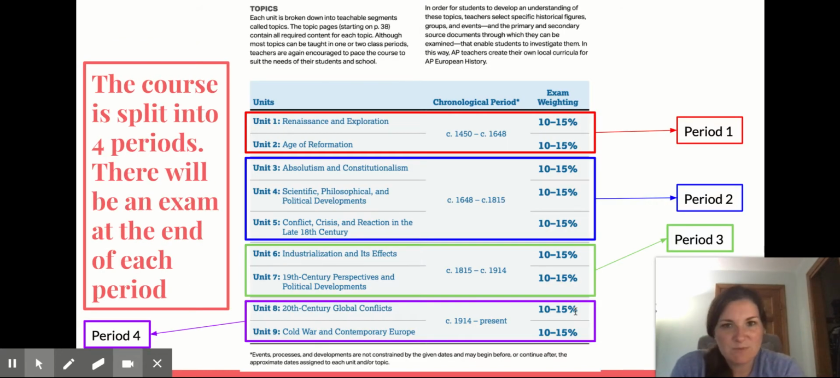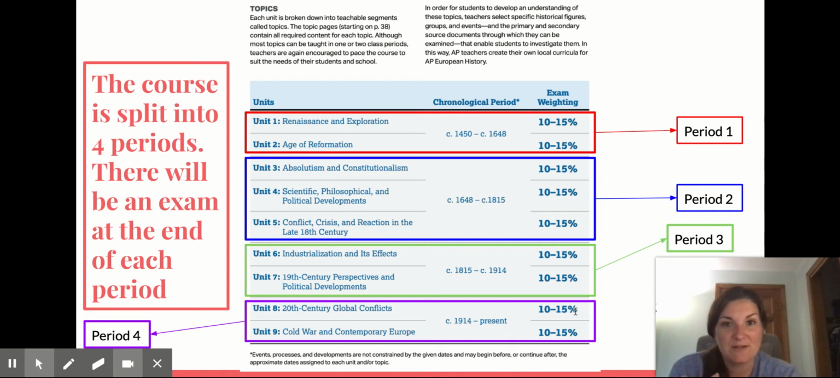Now, this course is split into 4 different periods. Period 1 is from 1450 to 1648. Period 2 is from 1648 to 1815. Period 3 is from 1815 to 1914, and period 4 is from 1914 to present. Each of those years, 1450, 1648, 1815, 1914, and of course the present, are pivotal.